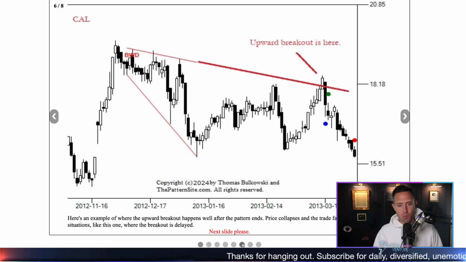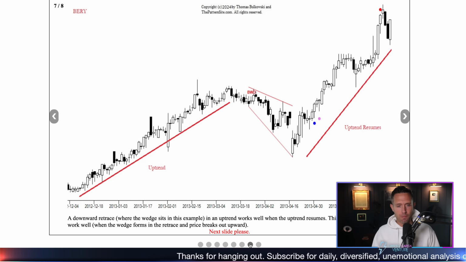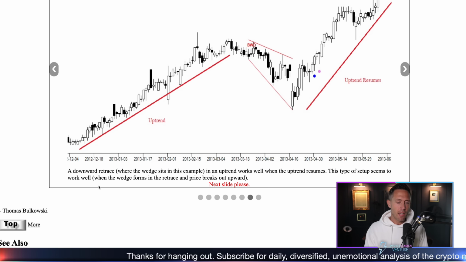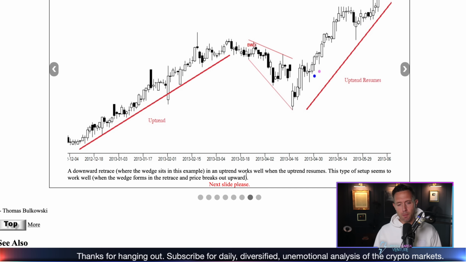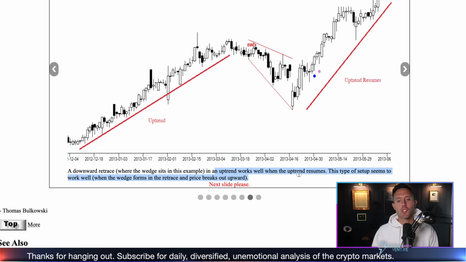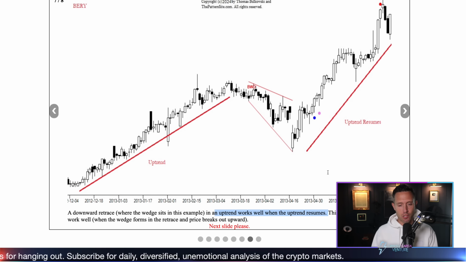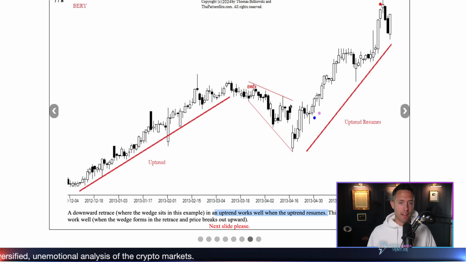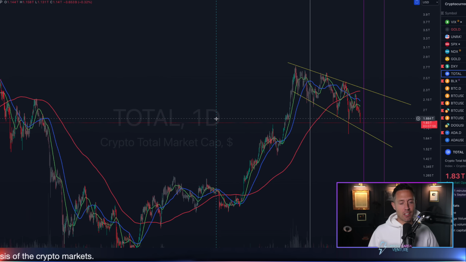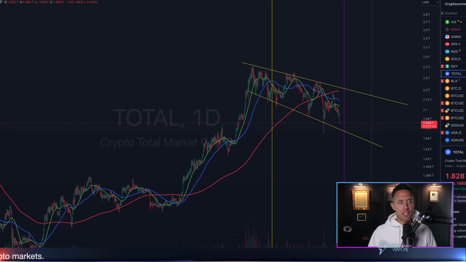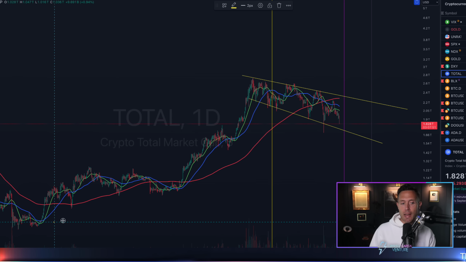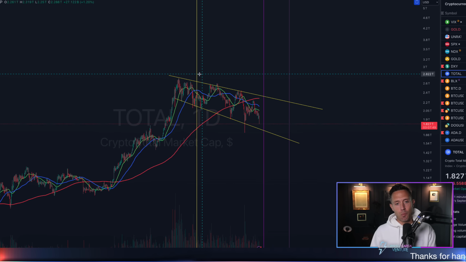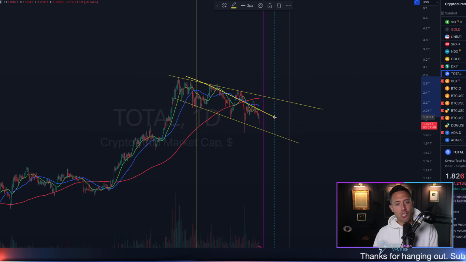Now, if we go back to this, there was another slide that I wanted to talk about, and it was this one. A downward retrace in an uptrend works well when the uptrend resumes. So you can see this uptrend happening on his chart, and then we have this retrace that's forming this wedge right here on the screen. If you look at the total crypto market cap, this is kind of what has been happening. We have this uptrend, and we have this retrace happening, which is the wedge.